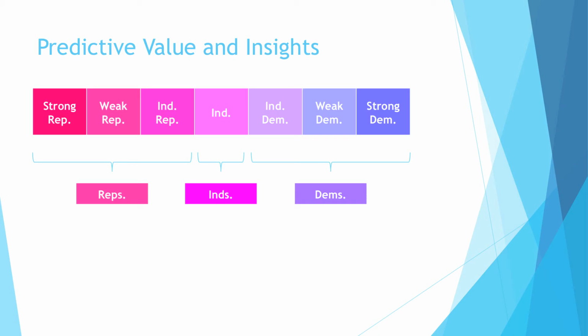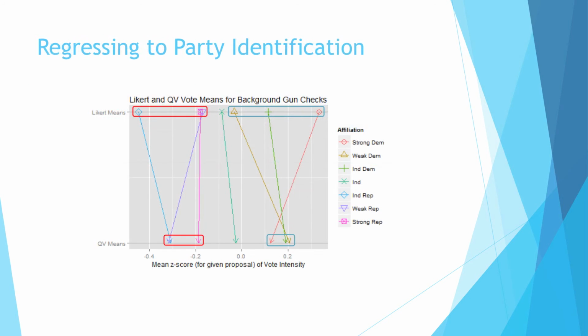Well, I don't know what that means. Yeah, like in a Likert scale, these three kinds of Democrats all seem to appear to be quite different kinds of people in how they view gun checks. But under QV, they all map to roughly the same location. And we know in reality that this is how people behave. So this is very interesting.